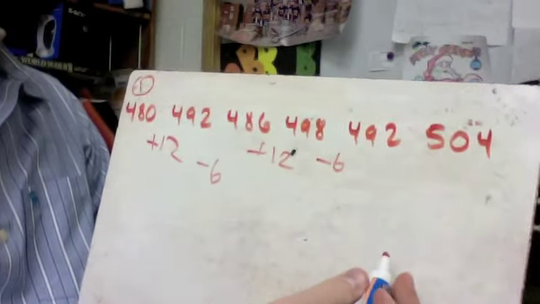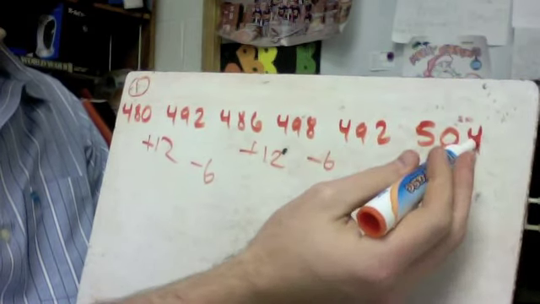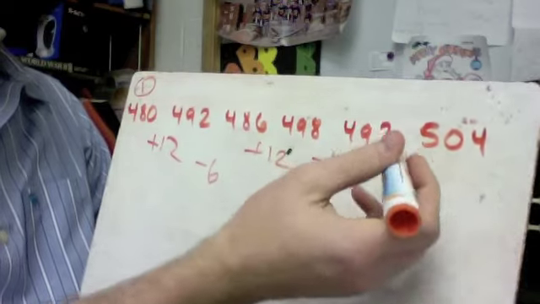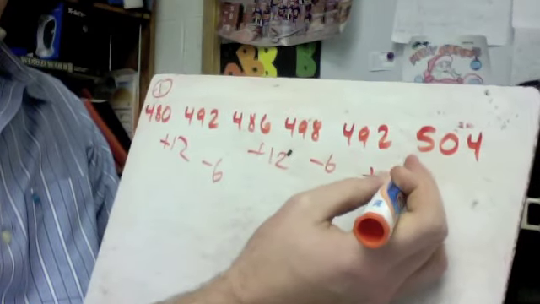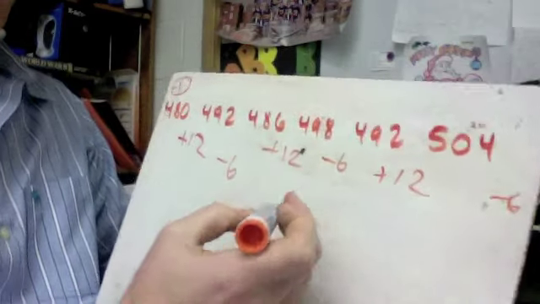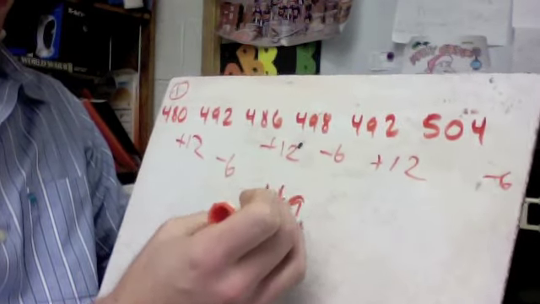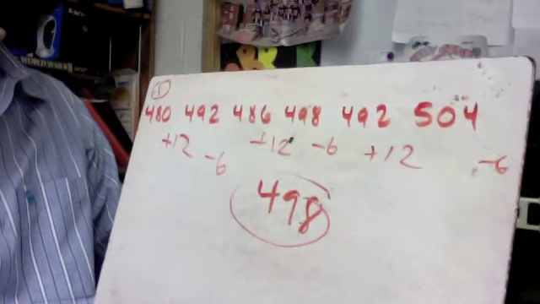So if the pattern continues, this should be plus 12, and it is, because 2 plus 2 would be 4, and then we'd have 10 more. So that would be plus 12. So our final part of this pattern should be a minus 6. And if I do 504, take away 6, we're going to have 498.